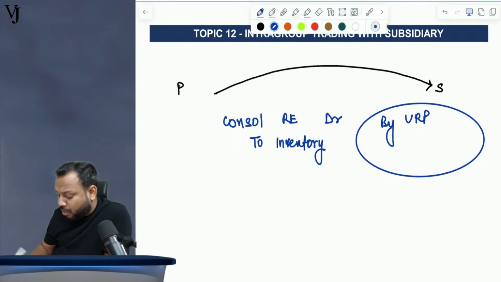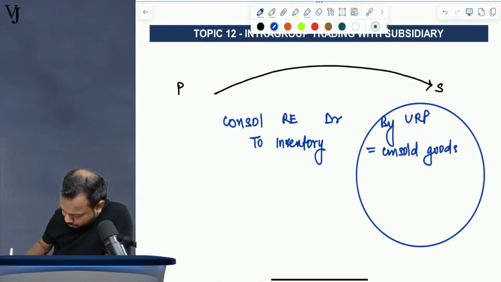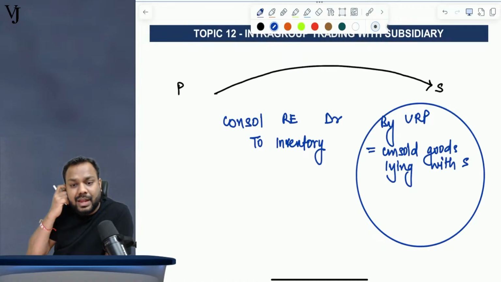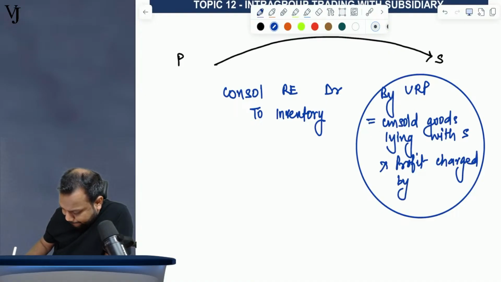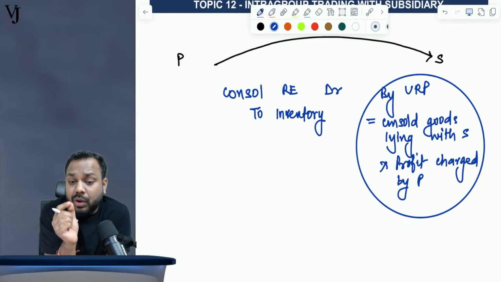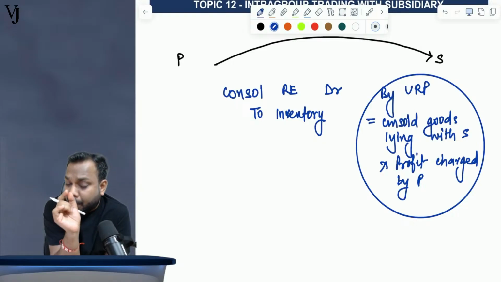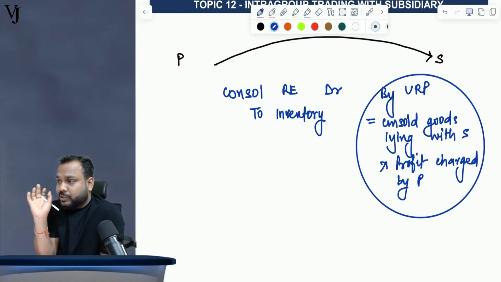Okay. Now, what is the amount of unrealized profit? Unsold goods lying with S multiplied by profit charged by P. And guys, one more thing, be mindful of markup and margin. Markup is applied on cost, margin is applied on sales price.